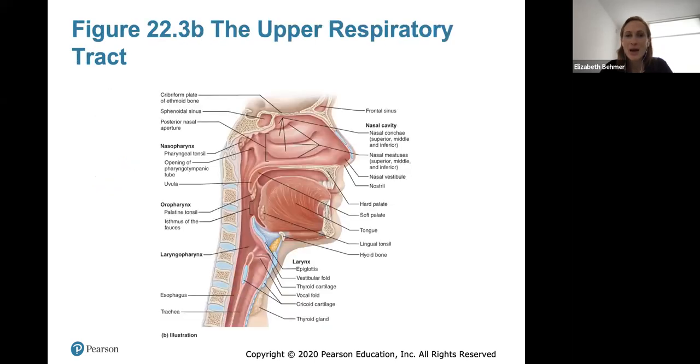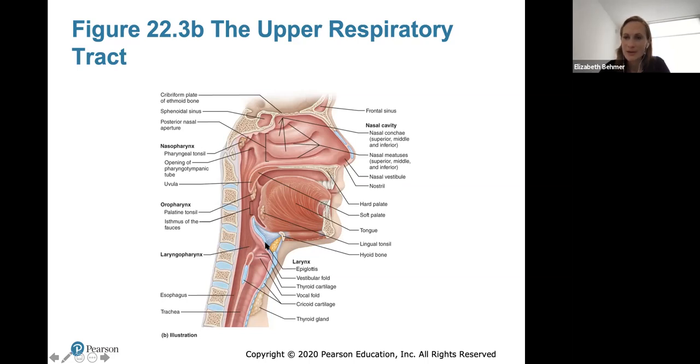So this is a look at the upper respiratory tract coming in through the nasal cavity, the nasal concha. The nasal meatuses are the spaces between the concha. The posterior nasal aperture is where the nasopharynx meets up with the nasal cavity. Here's the nasopharynx. The uvula is the little boxing bag in the back of your throat, looks like a teardrop. Here's the oropharynx, the place of the pharynx behind the oral cavity, and the laryngopharynx is the place behind the larynx. Here's the epiglottis.